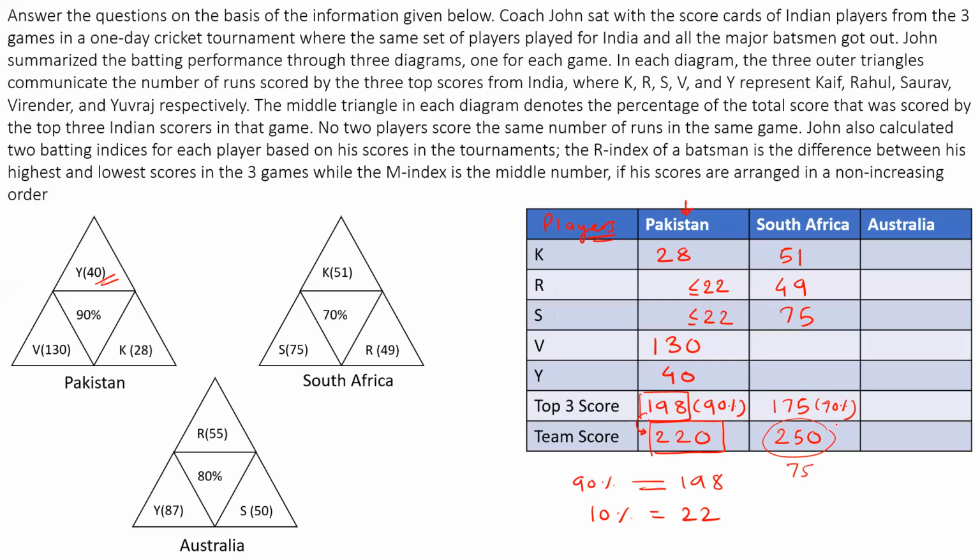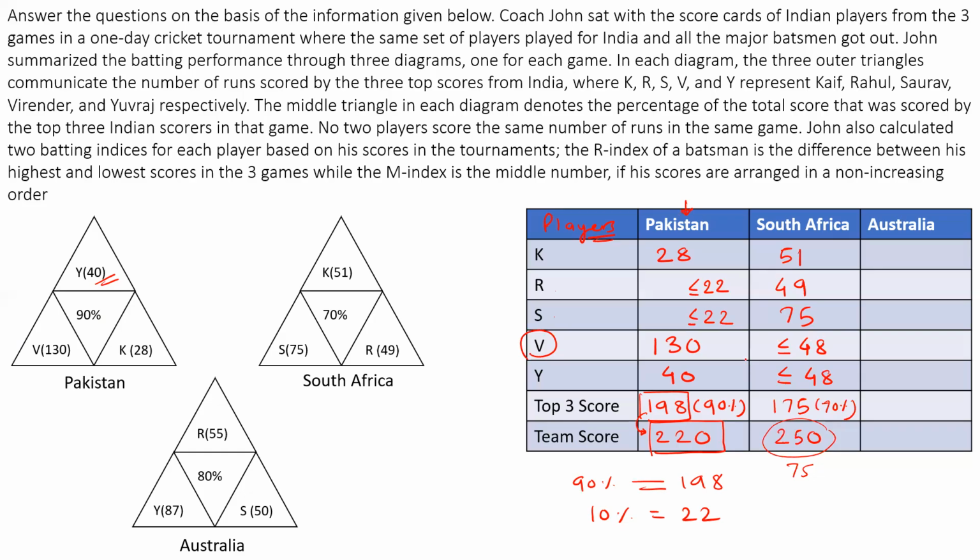But now I can say that the 4th batsman or the 4th top scorer in this match will have to score less than 49. So what can be the max score of Virendra here? Max score of Virendra should be less than or equal to 48. Same is the case with Yuvraj. The score of Yuvraj in the match against South Africa should be less than or equal to 48, because they have clearly mentioned that no two players score the same number of runs in the match. So this will be the range of two batsmen.